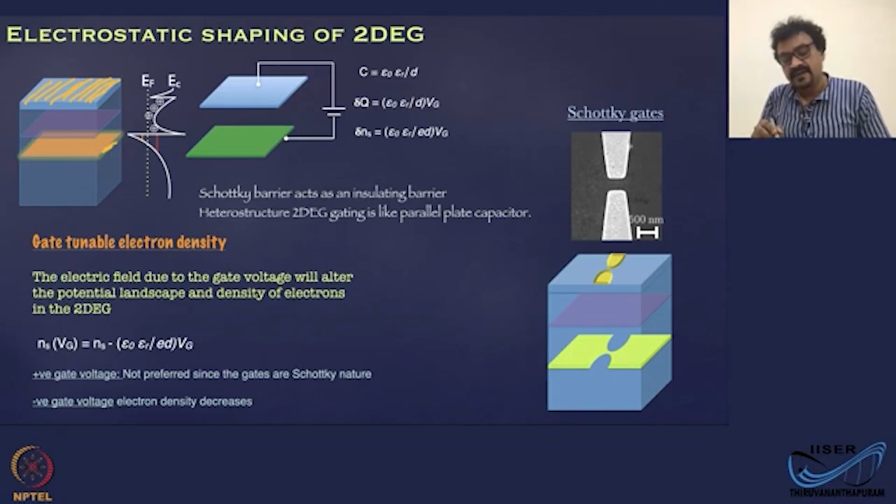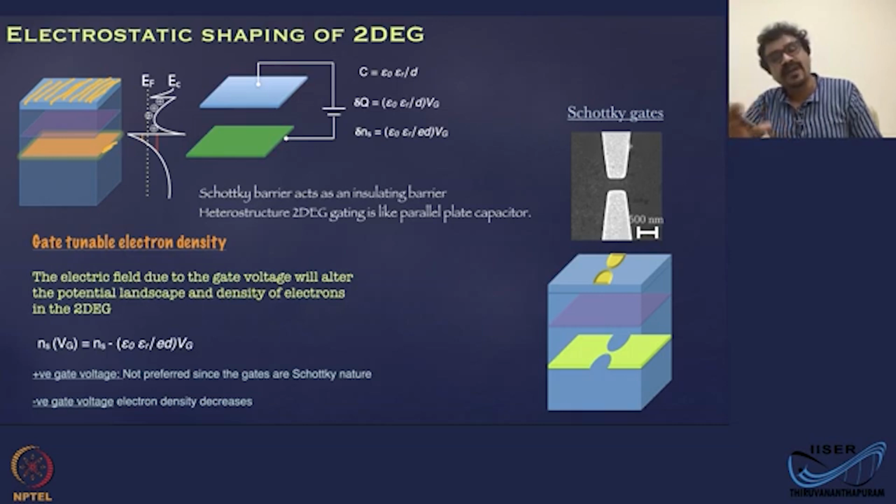Now, one crucial piece of information that I need to note here is that these are two-dimensional electron gases, and the metals that we put on top are generally Schottky gates. Remember that we also discussed that the gating depends on the strength of the Schottky barrier, and the Schottky barrier is there only in one polarity.